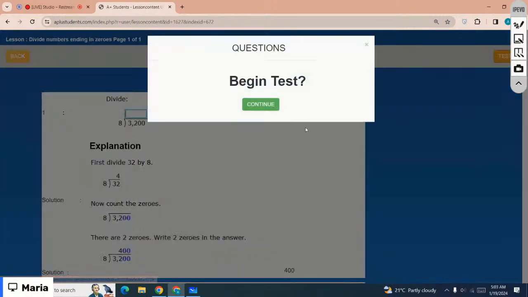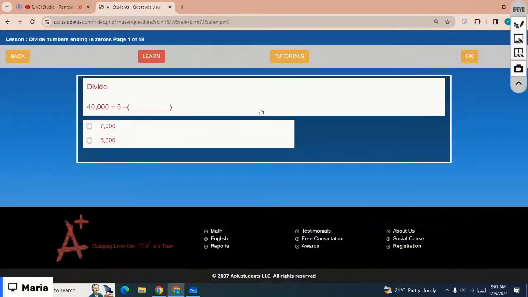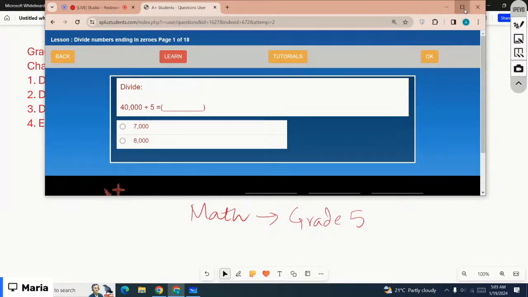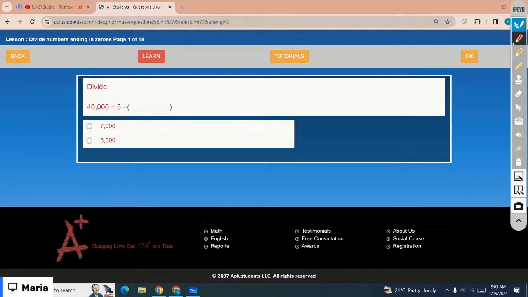Let's just start with the test questions. 40,000 divided by 5, right? Just consider it 40, divide 40 by 5, because you cannot divide 4 by 5, so make it 40. And 5 times what number is 40? 5 times 8 is 40, right? You have three zeros after 40, so add three zeros with 8. So that means the answer is 8,000. Got it? The correct option is 8,000.